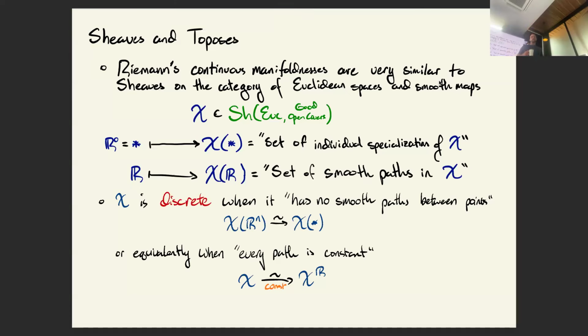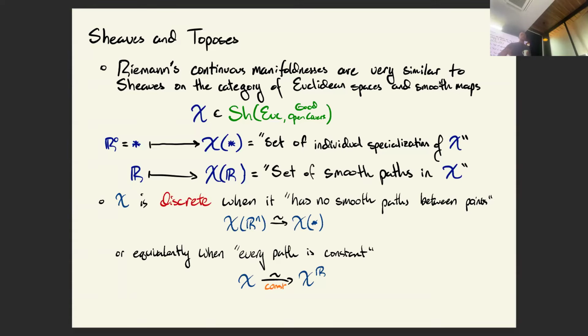So Riemann's continuous manifoldnesses, as he describes them, which become our modern notion of manifold, are, as described, much more similar to sheaves on the category of Euclidean spaces and smooth maps. What such a sheaf is, is a function that takes any Euclidean space R^n and gives you a set, and that set is a set of abstract smooth maps. So in particular, we get X assigned to R^0, which is a single point, and these are the individual specializations that Riemann was talking about.